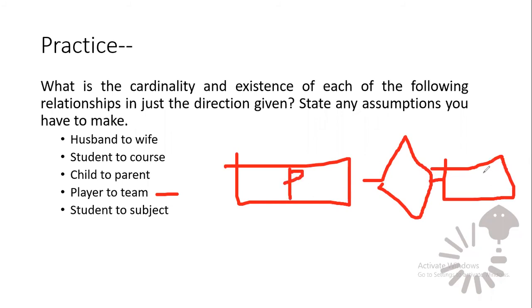Player to team. Kunwari professional player. One player, pag professional, isang team lang yun, di ba? Hindi siya pwedeng marami. So, one player can only have one team and maximum of one team. And the team can have one player, minimum, and maximum of many players.